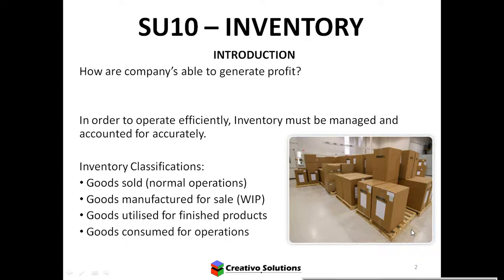Study in the 10 is inventory. How do companies generate profits? Again, this is revision. You've actually covered inventory in 1501. It's just applying it to 1502. Mainly recap.